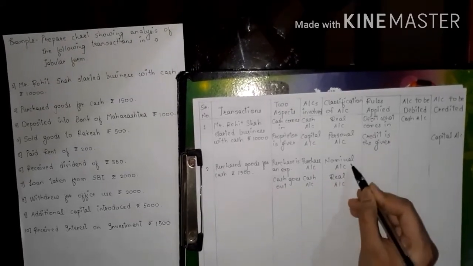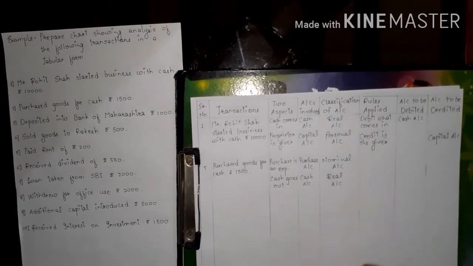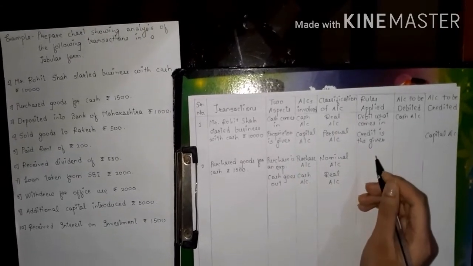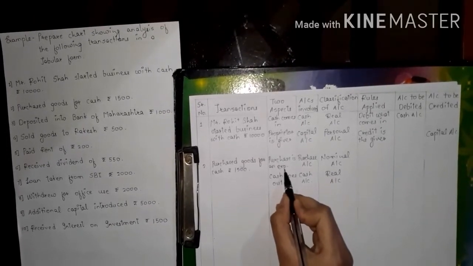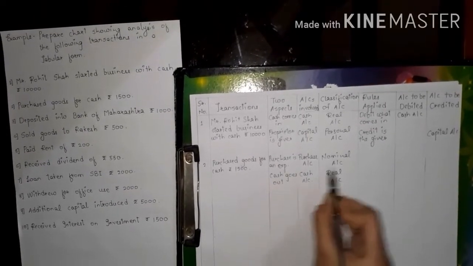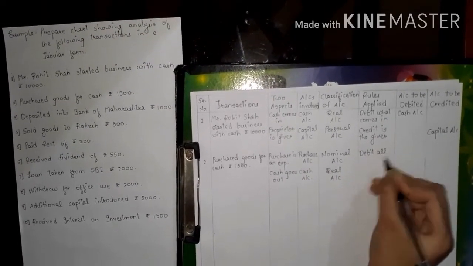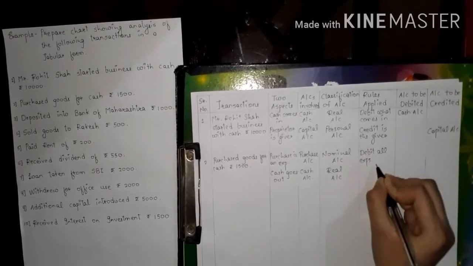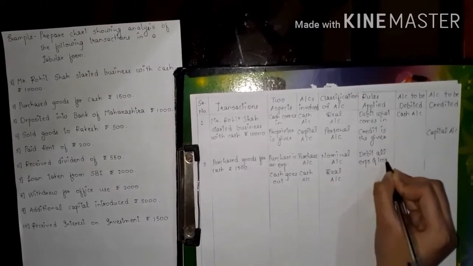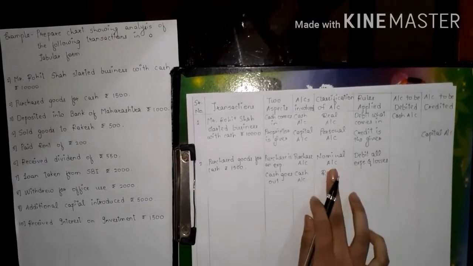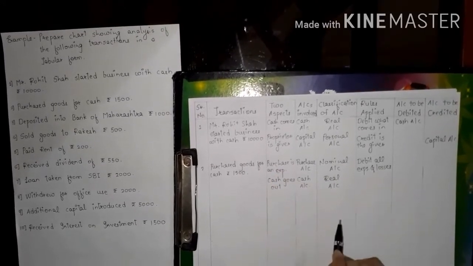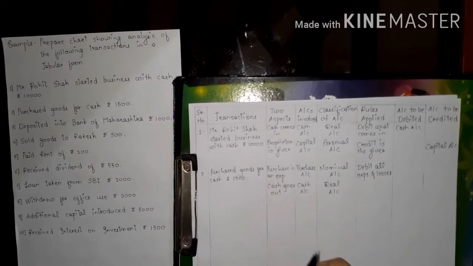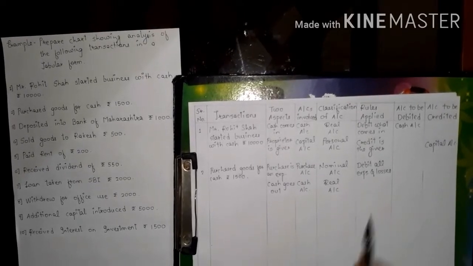Now rules applied according to these accounts. As per nominal account, the rule says debit all expenses and losses, credit all gains and income. But here the business has incurred expenses. So the rule will be debit all expenses and losses according to nominal account. Don't get confused over here. The rule of nominal account and expenses rule is applied, that is debit all expenses and losses, because the business has incurred expense through purchases.